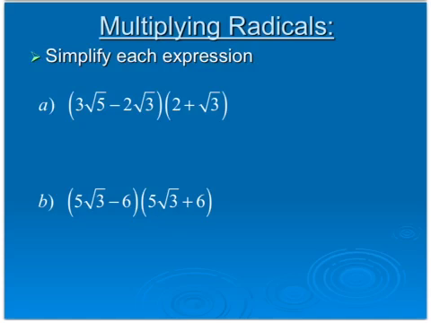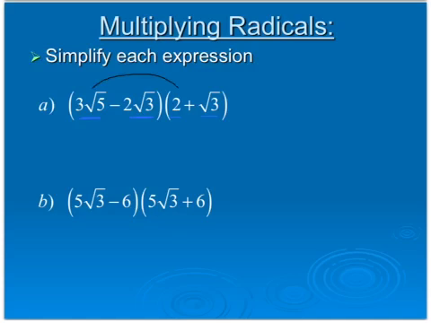Going back to multiplication, and this is a little more complex than what we've seen, the biggest thing to notice here is that even though this looks pretty complicated, this is one term, one term, one term, and one term. We have a binomial times a binomial, so we're just going to FOIL this thing.